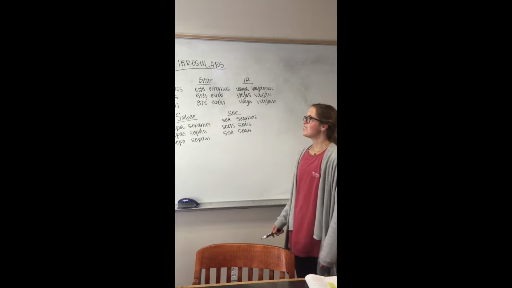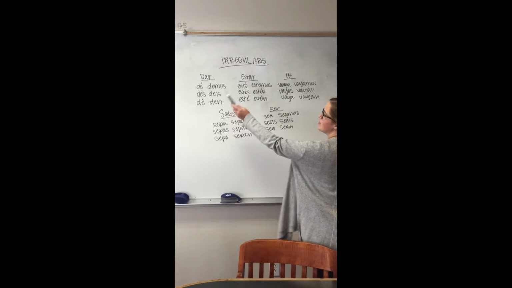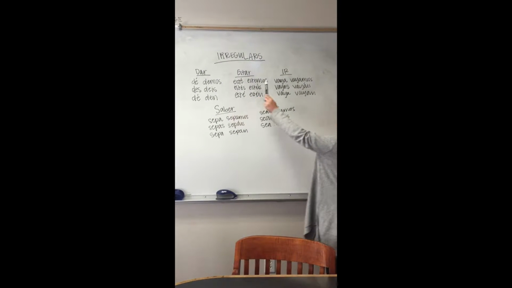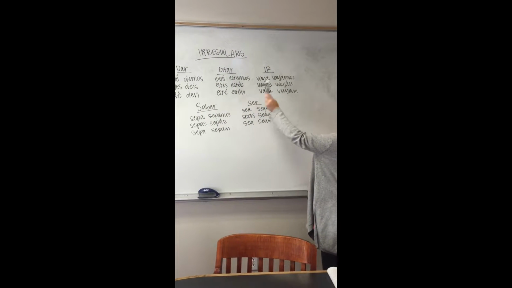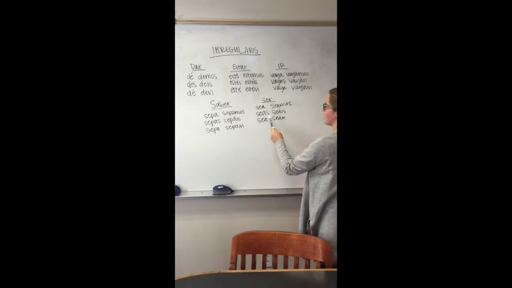And there's always going to be those irregulars that'll get you, so make sure you remember these. For dar, you use dé and go with that. For estar, you start with esté. Ir, you use vaya. Saber, sepa, and ser, sea.